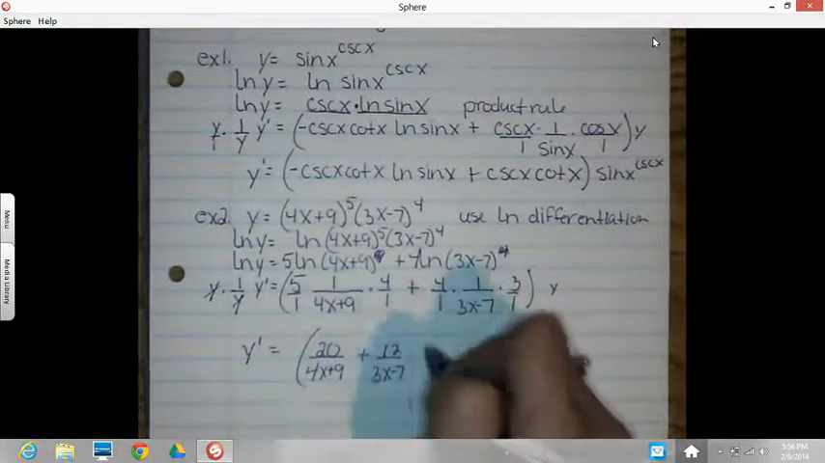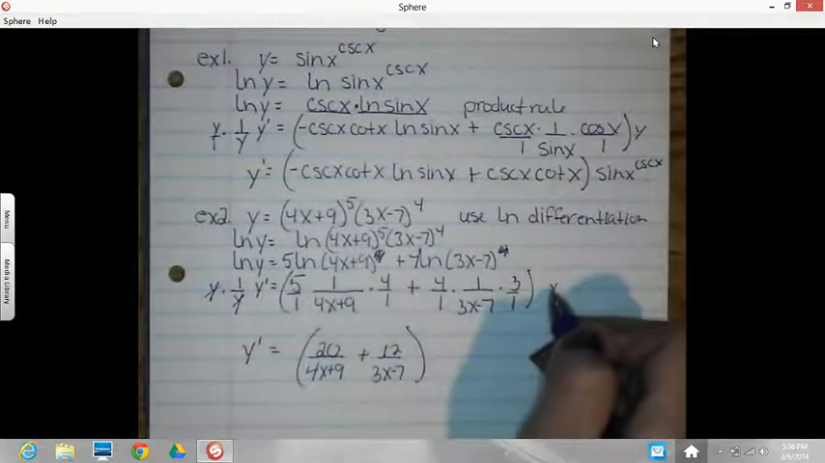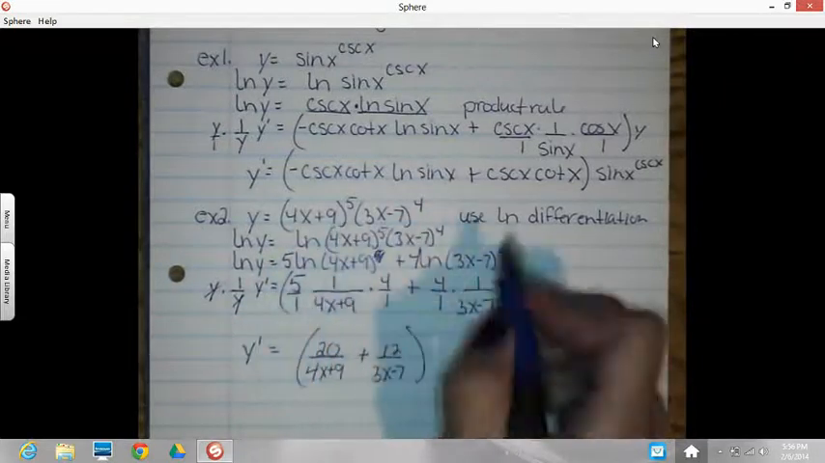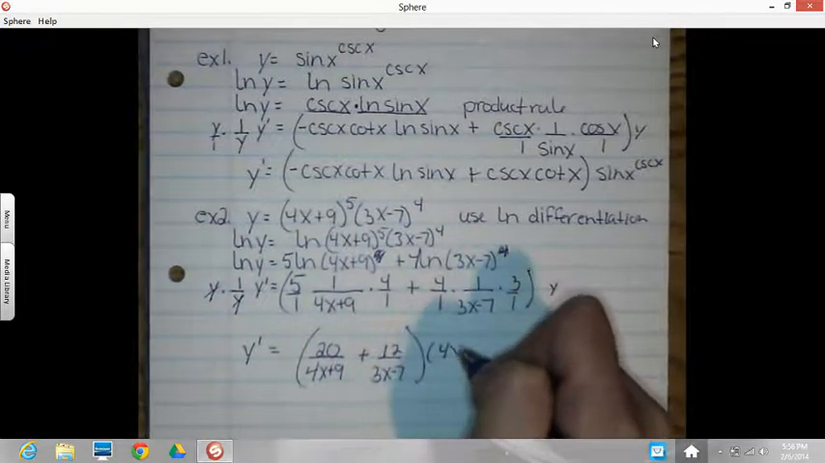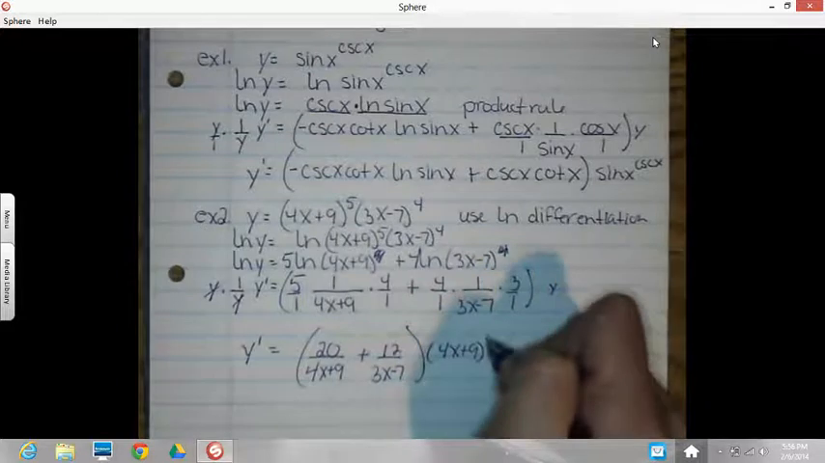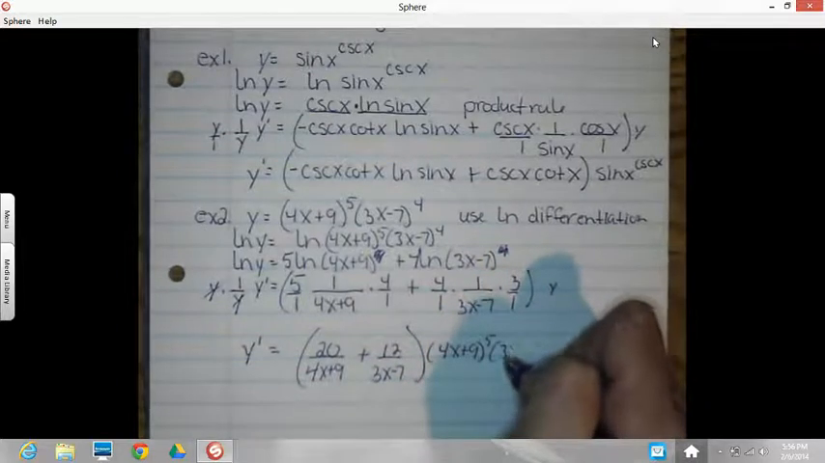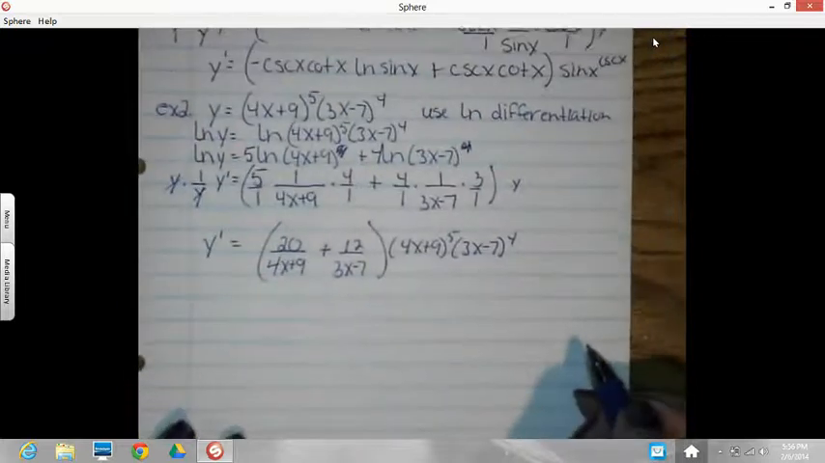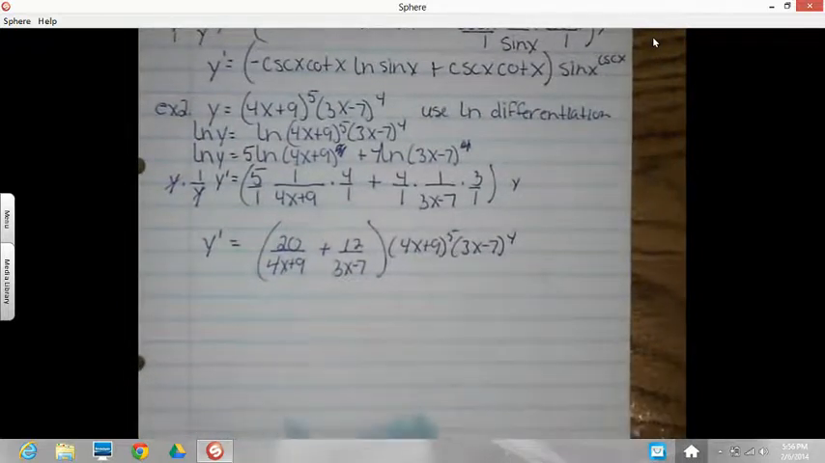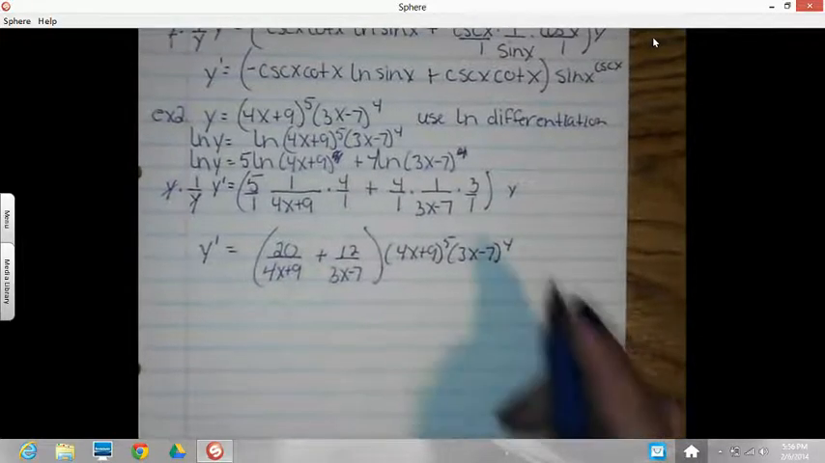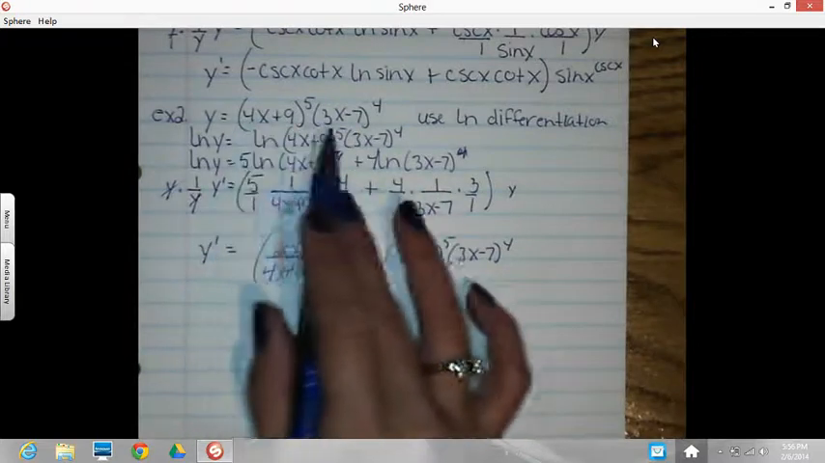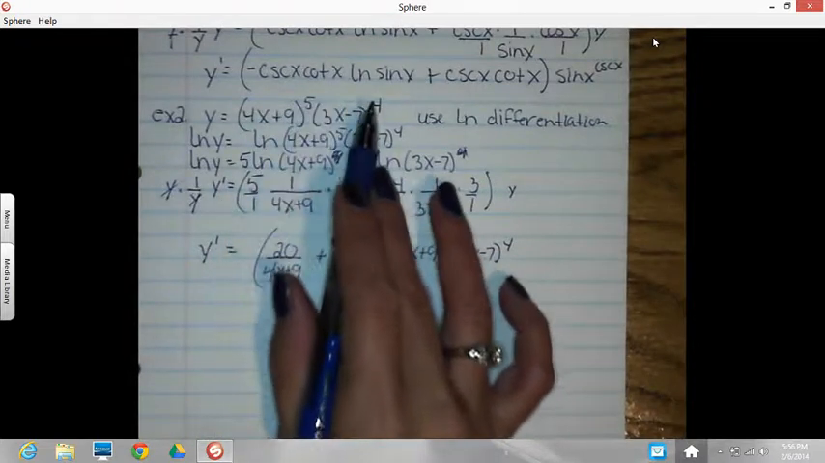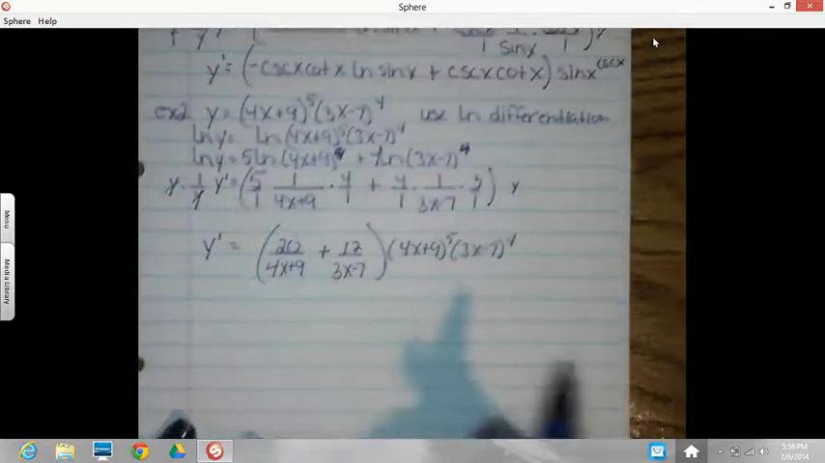And I've got that quantity times the y, and the y was this original 4x plus 9 to the 5th, 3x minus 7 to the 4th. So that problem got a little bit shorter than what we were doing way back. That's really all I've got in here, is showing you can do natural log differentiation even when there's no x's up in the exponent. Actually, I want to do one more.